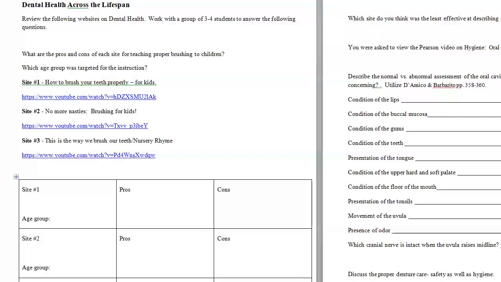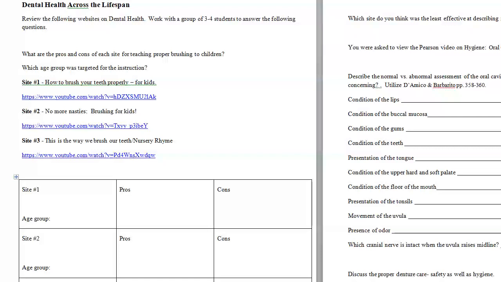The third one was more of a catchy tune. It talked about the fact that you brush in the morning and the evening, but it didn't really give specific instructions, and it didn't really show kids how they should brush. Going like the young girl in the second video said, she goes from left to right to be sure she doesn't miss any of her teeth.